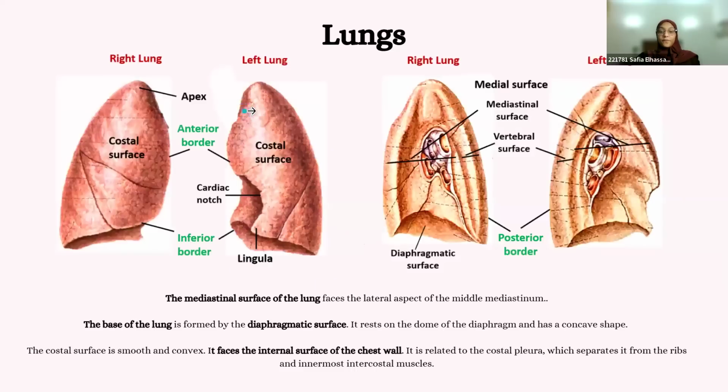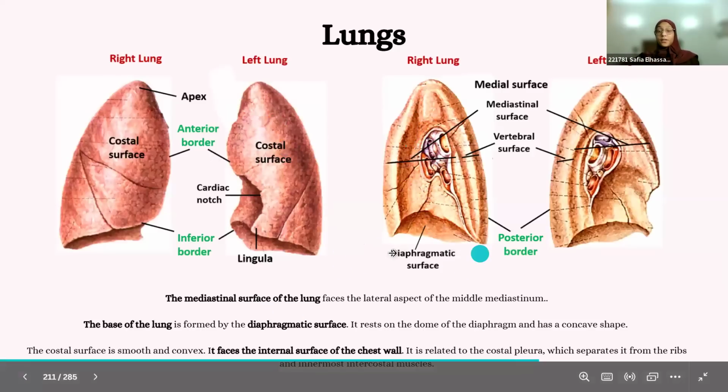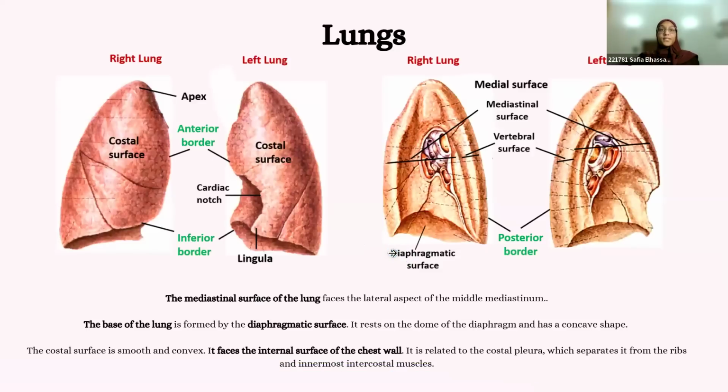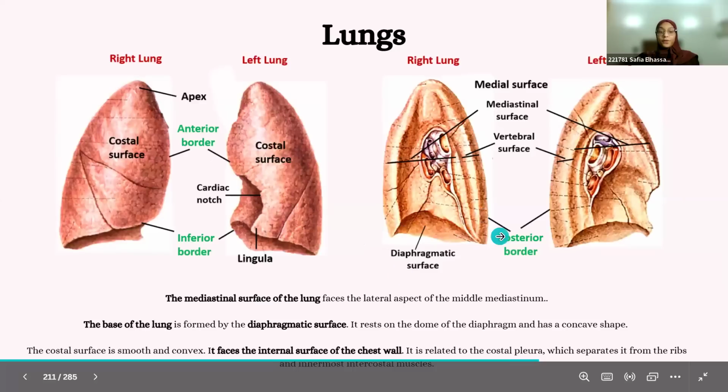So the lungs have three surfaces. There is a mediastinal surface. From the name, you can tell that it faces the mediastinum, and this is where the heart would be. It is the medial surface of the lung, but it faces the lateral aspect of the middle mediastinum. The base of the lung is formed by the diaphragmatic surface, and it's called that because it rests on top of the diaphragm, and it has a concave shape to make room for the diaphragm.